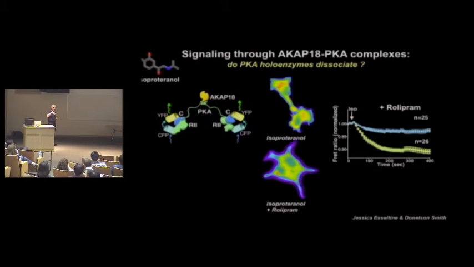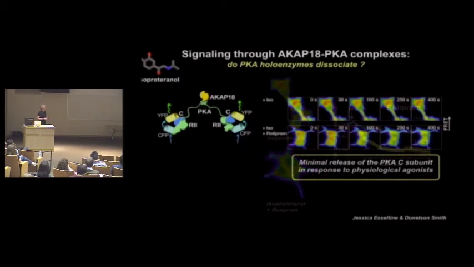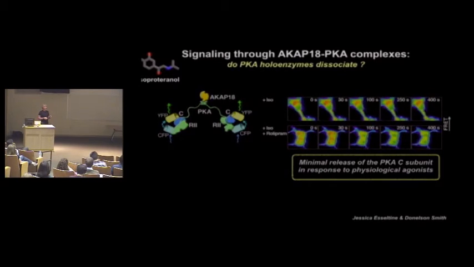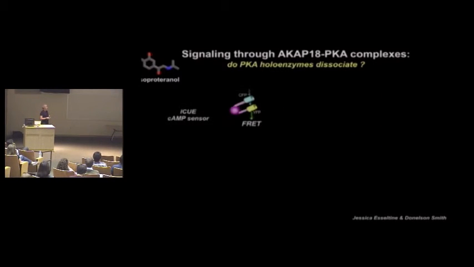So you're creating supraphysiological concentrations of the second messenger to get dissociation, while the normal physiological concentrations seem to be enough for activation and for phosphorylation of substrates. So that really leads us to this idea that minimal release of PKA happens under physiological conditions.